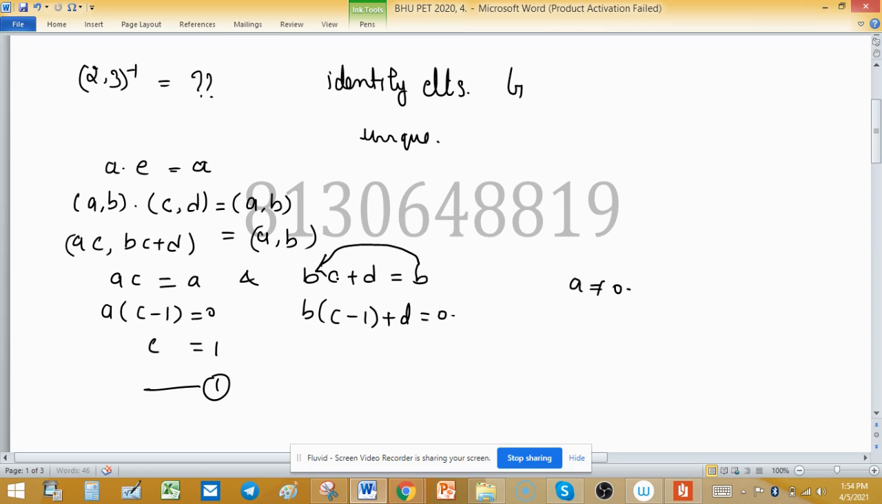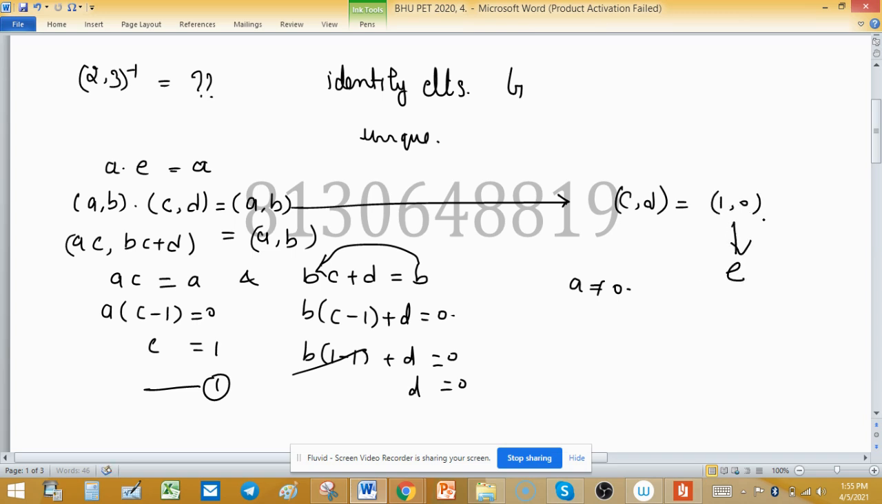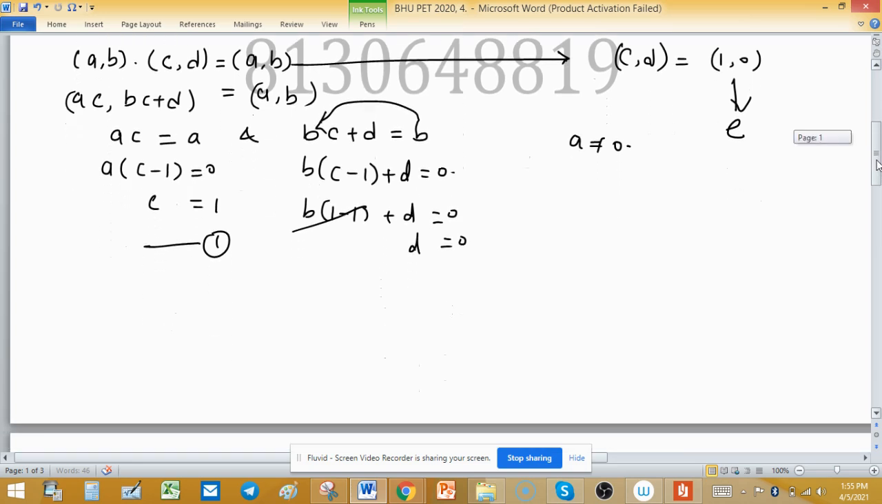Transpose these two, taking them on the same side, and after that B is common. So B(C - 1) + D. This is only calculation, and we have the value of C. Means B(1 - 1) + D is 0. This is going to be 0. So D equals 0. Now the value of element (C, D) is (1, 0). This is the identity element E. Call it the identity element. Now find the inverse.